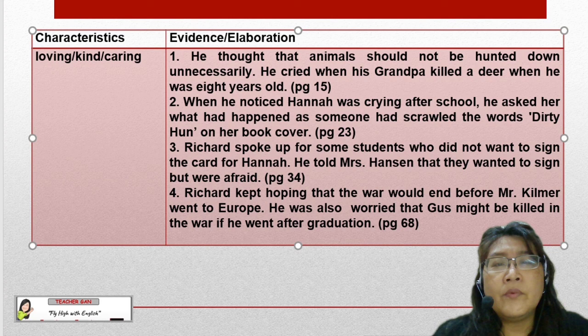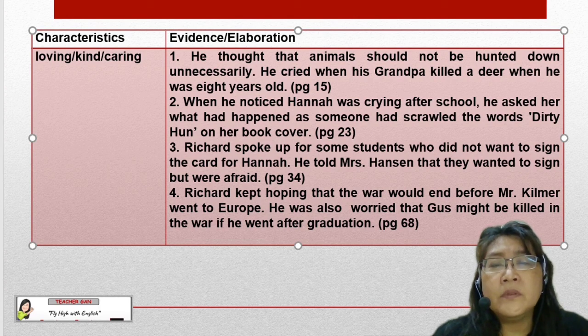Number two, when he noticed Hannah was crying after school, he asked her what had happened as someone had scrawled the words "Dirty Hunt" on her book cover. Number three, Richard spoke up for some students who did not want to sign the card for Hannah. He told Mrs. Hansen that they wanted to sign but were afraid.